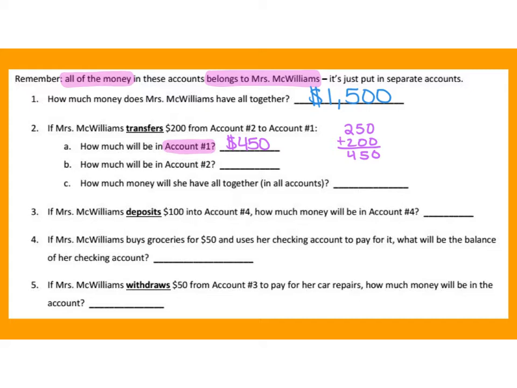Then it asks us how much is in account number 2. So she's transferring $200 from account number 2 to account number 1. So instead of adding $200, we would need to subtract $200 because she's taking it out of that account. So she originally started account number 2 with $500. She's taking $200 out. So when we subtract those two numbers, she now has $300 left in account number 2.